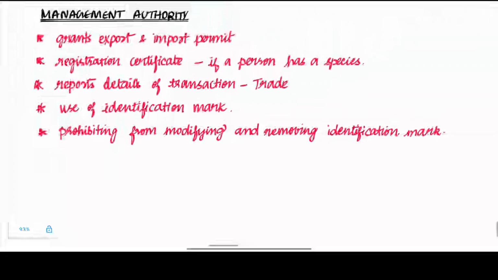Now it is prohibiting the modification or removal of the identification mark. Modifying is prohibited as well as removing the identification mark. Modification and removal of the identification mark is prohibited by the management authority.